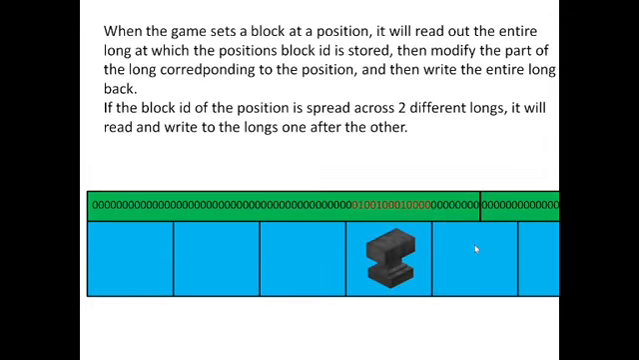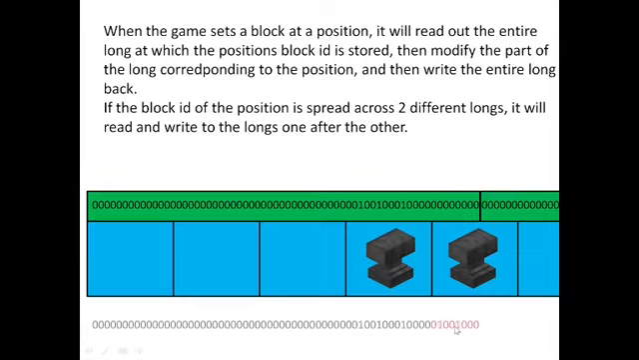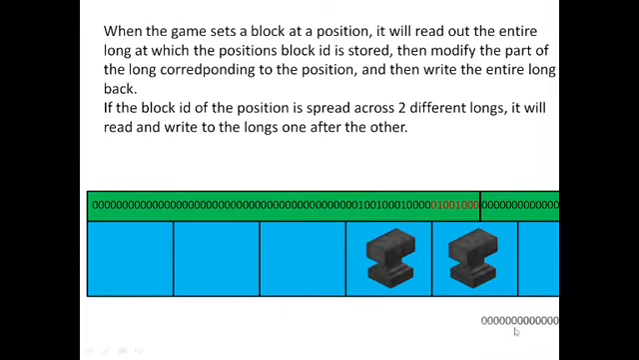Now, if you place a block in a position where the block ID is spread out over 2 different longs, then the game will first read out the first long. It will overwrite the part of the long where the block has been set with a part of a block ID, and will write it back to the first long. And then it will read out the second long and overwrite part of this long, and then store it back into the game. And now this can cause some problems if we have 2 threads acting at once, because then we can get something called word tearing.